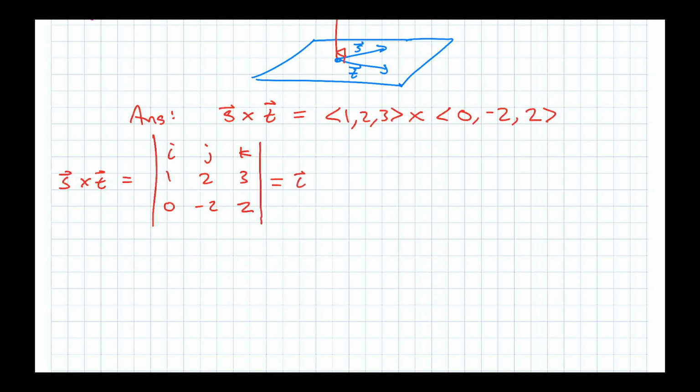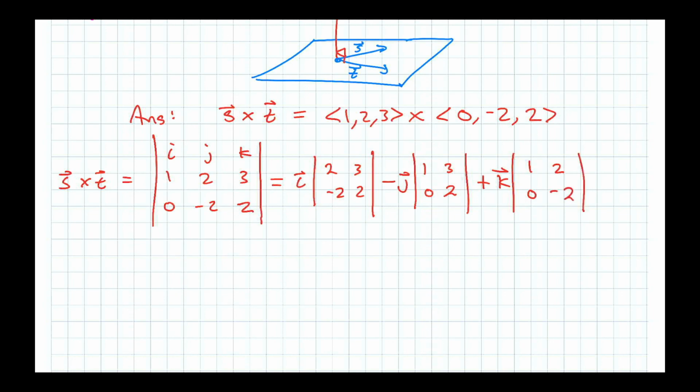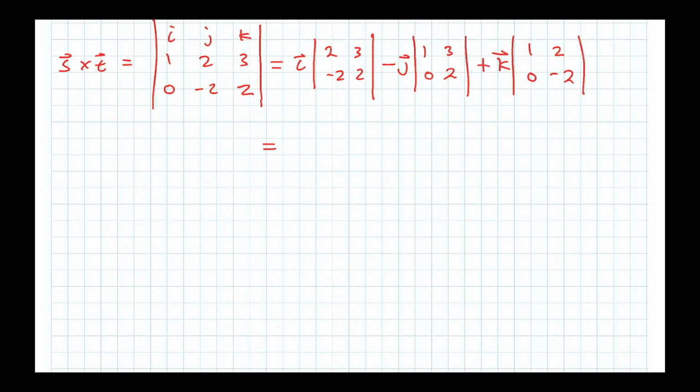So I got i and then 2, 3, -2, 2. I'm not going to draw on it, I'm just going to do it in my head. You cross off this row and this column mentally, and this is what you're left with: 2, 3, -2, 2. Minus j, we don't forget the minus on the middle term, and then we got 1, 3, 0, 2. You'll get better at these with practice. k, third one, 1, 2, 0, -2. 2 by 2, 2 by 2, 2 by 2. Three determinants to compute.